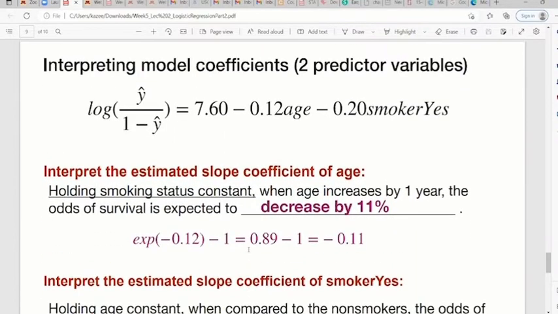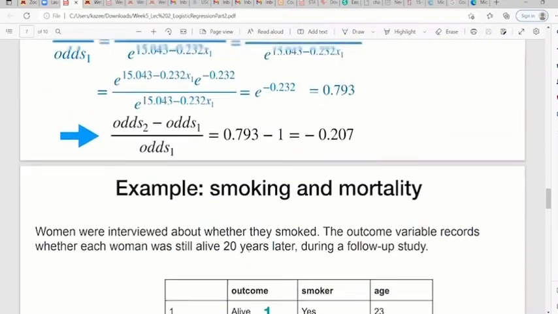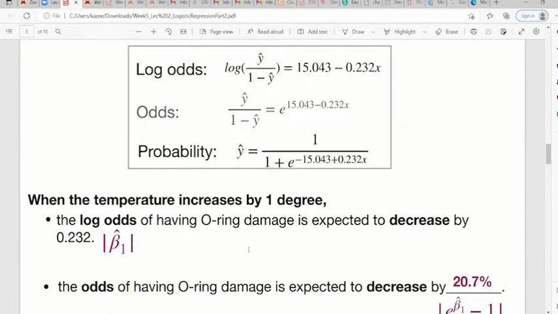I'm going to start with the interpretation now, and you're going to see my interpretation. I want to interpret the slope coefficient associated with age. How am I going to interpret that? I told you the other time, you're going to consider the exponential raised to power beta 1. Take a look at that. Do you see this? That is where you are interpreting from the log odd, using the absolute value of beta 1.